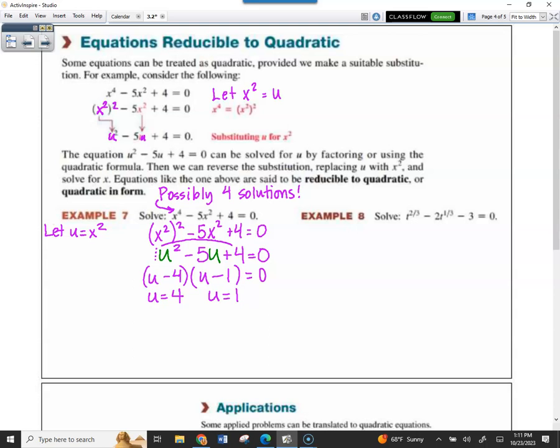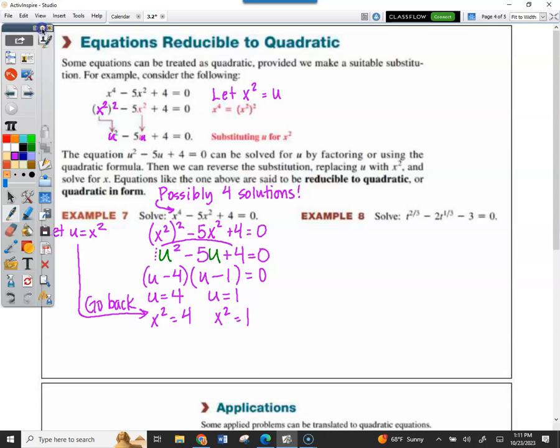Did the problem start with U? No. Here's where some people are like, ugh. You've got to go back. When I say go back, I mean now we have U by itself, so go back to the x squared. U was x squared. So this is x squared equals 4, x squared equals 1. You can see where this is going. Square root both sides. Don't forget when you take the square root, you have two possible answers, right? That's where the 4 come from. So we have x equals plus or minus 2, x equals plus or minus 1. That is 4 answers.